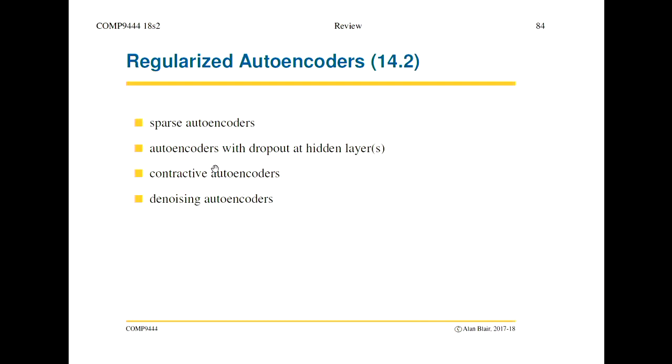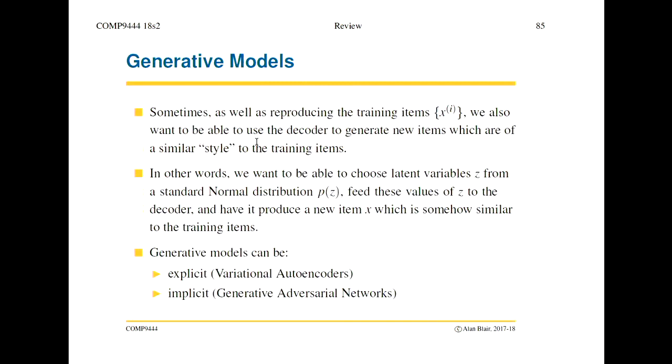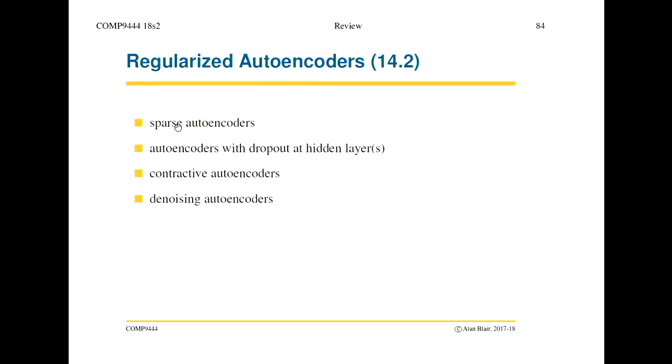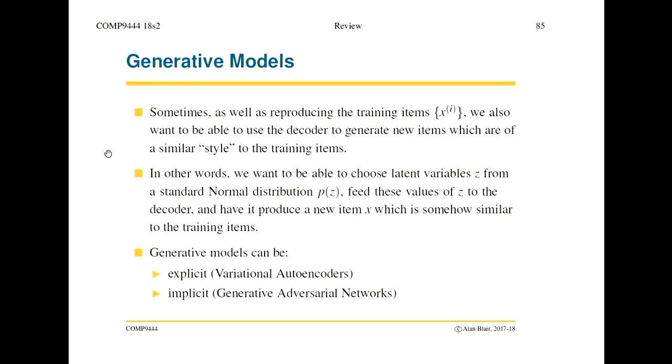And we looked at a few different ways to regularize these things that are discussed in the textbook. So there were sparse autoencoders with dropout, contractive autoencoders, and denoising autoencoders. And then this kind of moved on to generative models. We're nearly done.